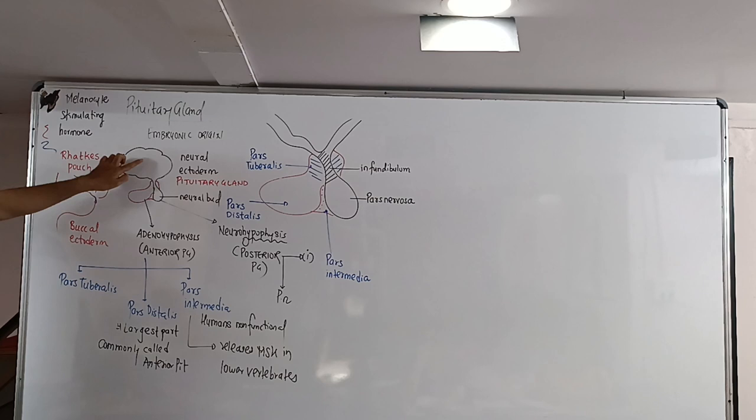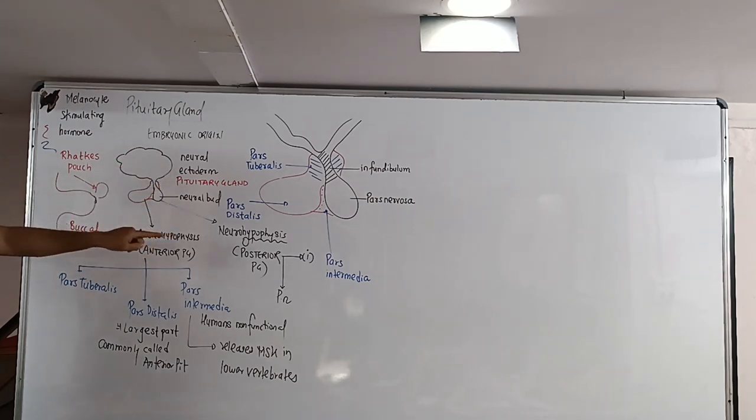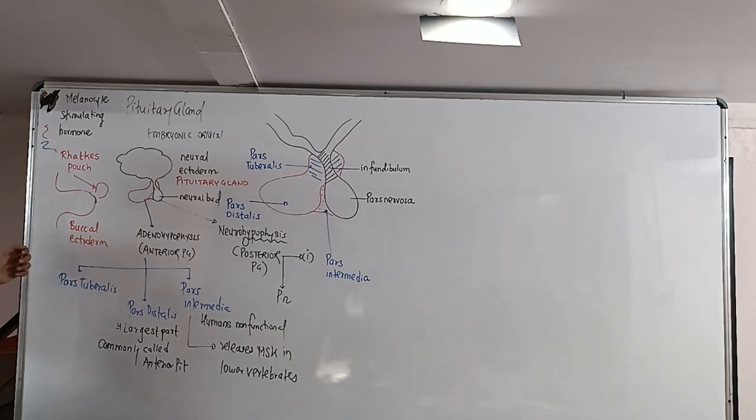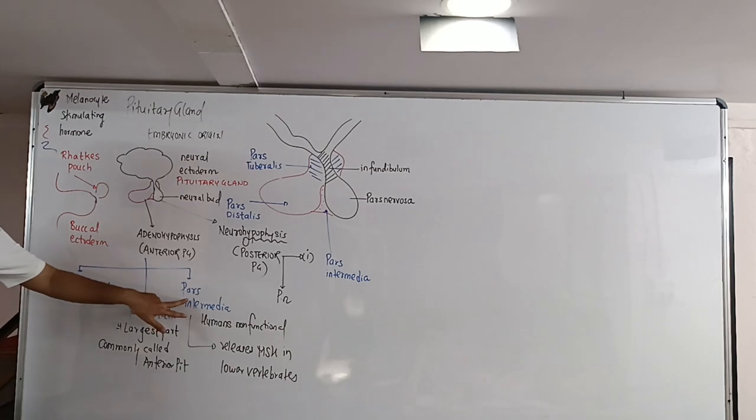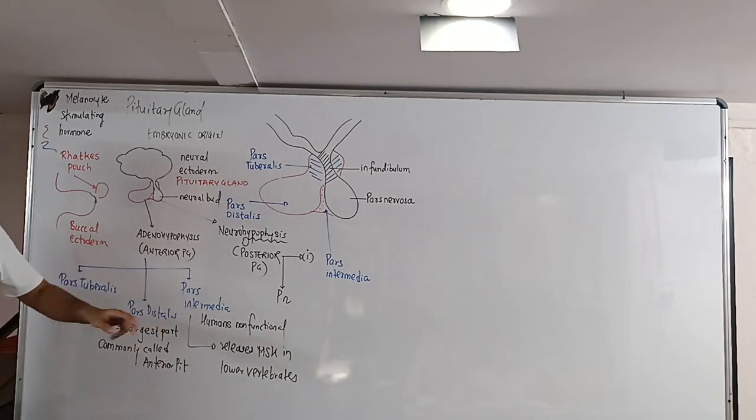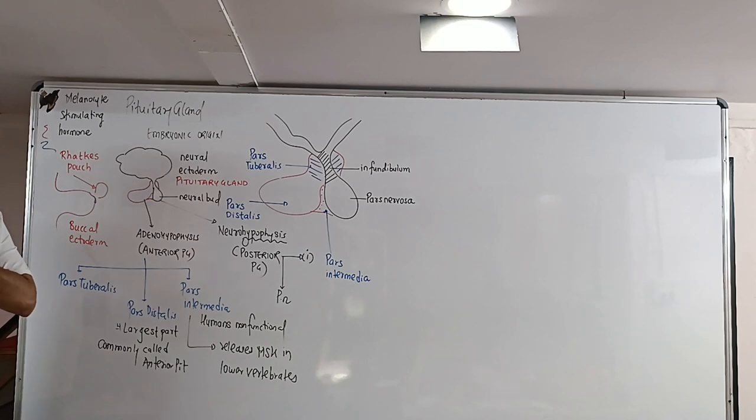So embryonic origin: neuroectoderm forms the neurohypophysis, and in the other case, Rathke's pouch from the buccal epithelium will form the adenohypophysis. How many parts does the adenohypophysis have? Three. What are they? Pars tuberalis, pars distalis, pars intermedia. What does the NCERT say? Who is commonly called anterior pituitary? Pars distalis. Is it the only anterior pituitary? No.